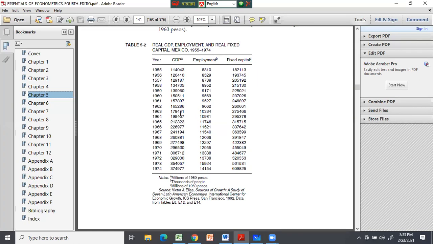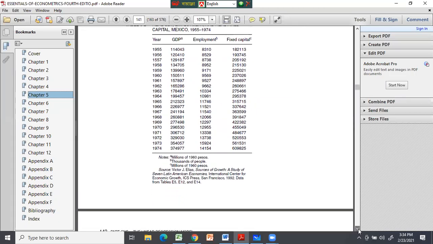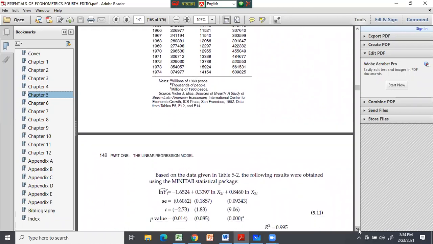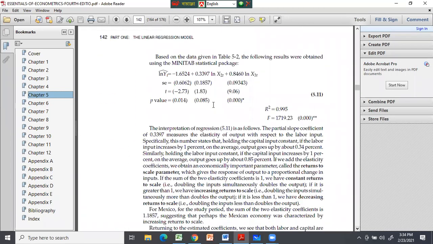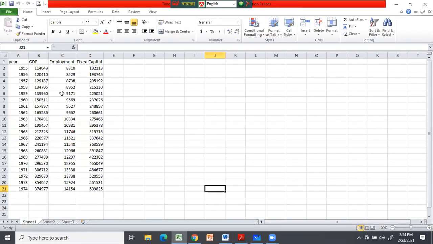You can easily understand that because we are estimating the total output level or production level according to the Cobb-Douglas production model, and our input variables are employment, which represents the labor input, and the fixed capital, which represents the amount of capital input. Using this data, once they inserted it in Stata, they found this output. Now here, I will show you how they calculated it in Stata.